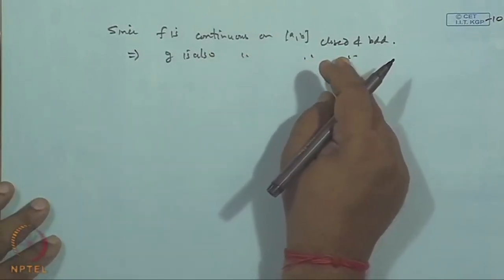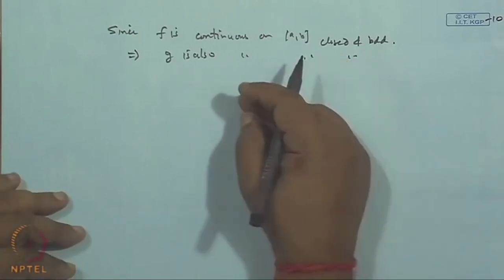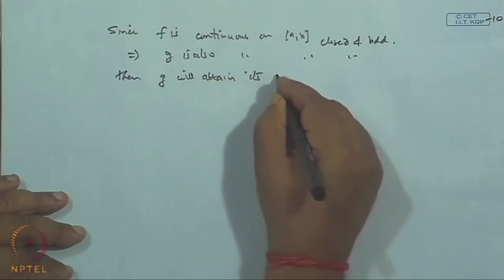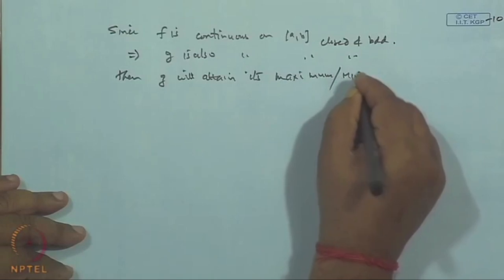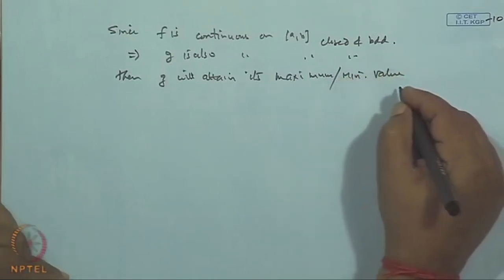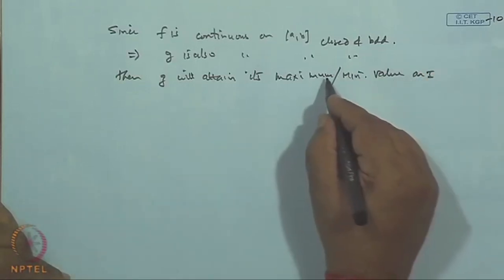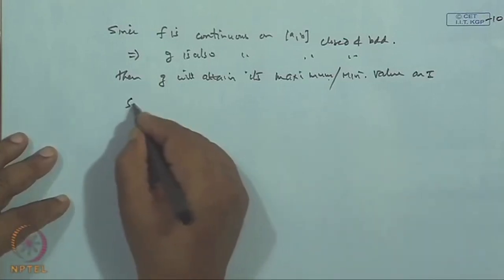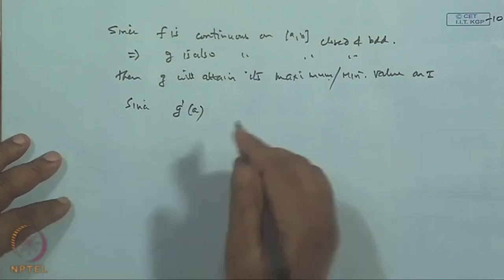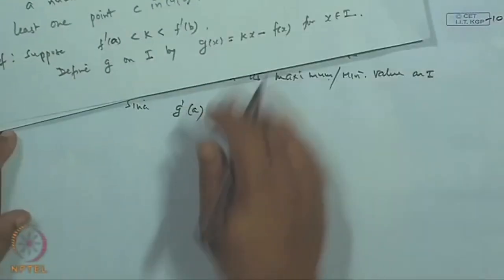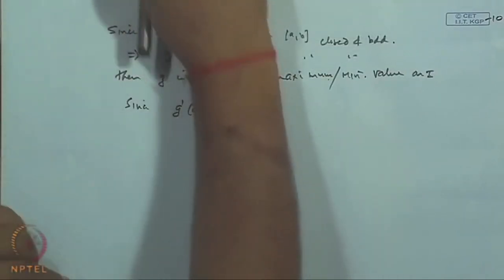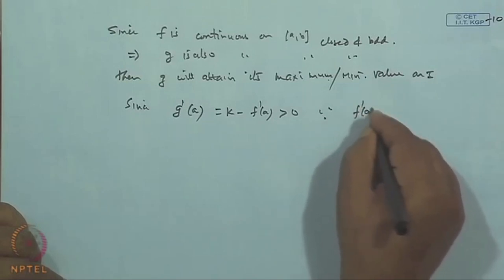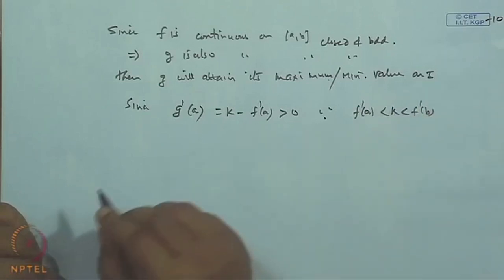So if it is continuous on a closed and bounded interval, then it will attain its maximum and minimum value on the interval. So g will attain its maximum value on I. Now, the derivative g prime a, by definition, is k minus f prime a, and this g prime a is positive. Why? Because we chose k between f prime a and f prime b.